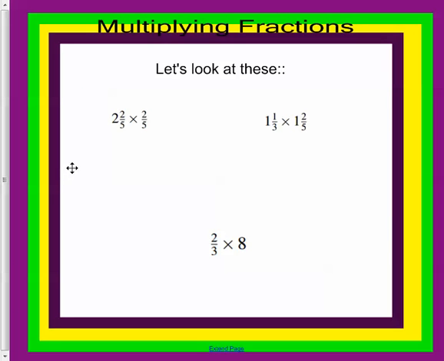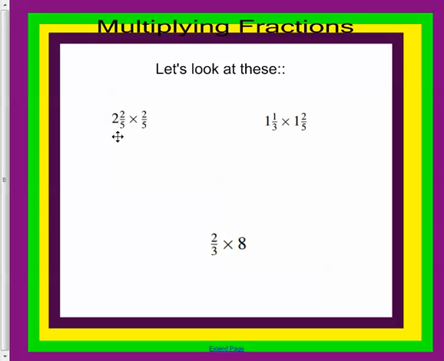All right, let's look at these. Okay, now we've got mixed numbers. So the first step is to change it from a mixed number into an improper fraction. How do we do that? Well, let's examine 2 and 2/5 first.